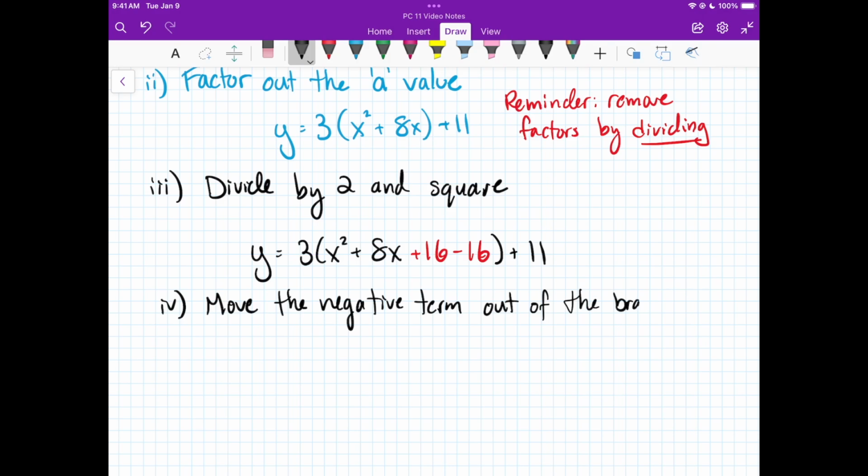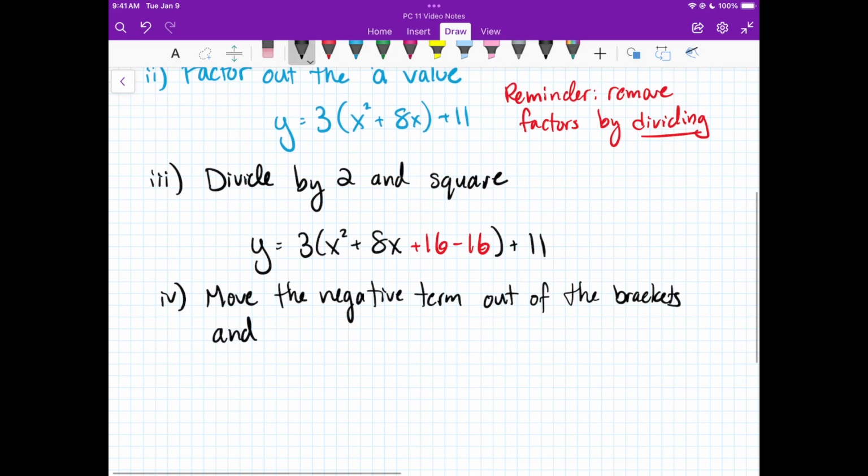But the thing we need to keep in mind is those brackets, and therefore everything inside those brackets, is currently being multiplied by this a value. So remember, when you have a number outside of brackets, that means you're distributing that thing to everything inside the brackets. That's how distributive works. So if we're going to take that negative 16 and move it away from the brackets and consequently away from the 3, we have to actually do that multiplication.